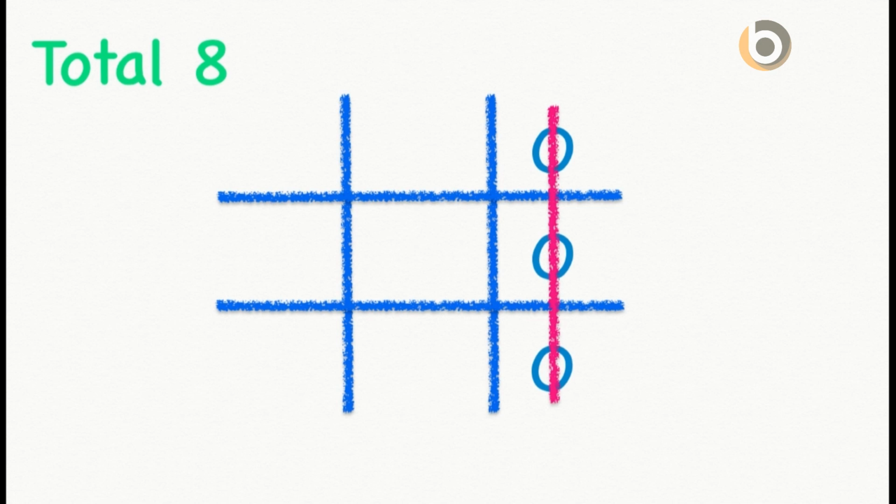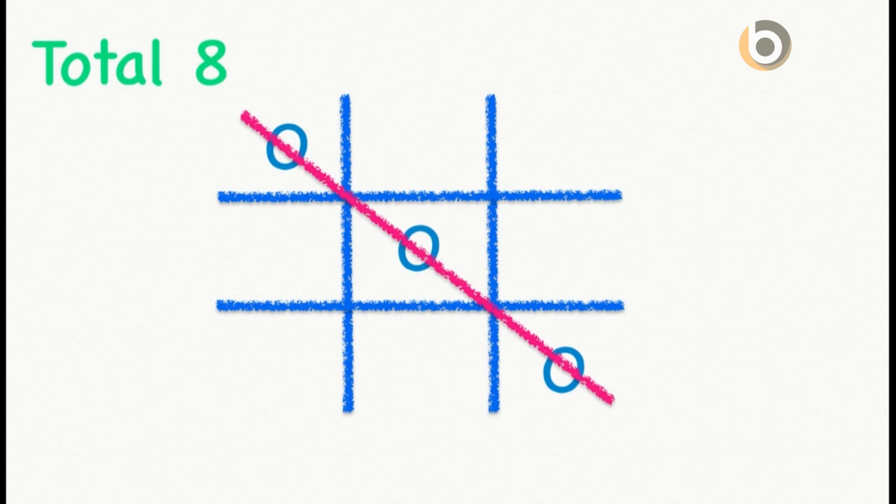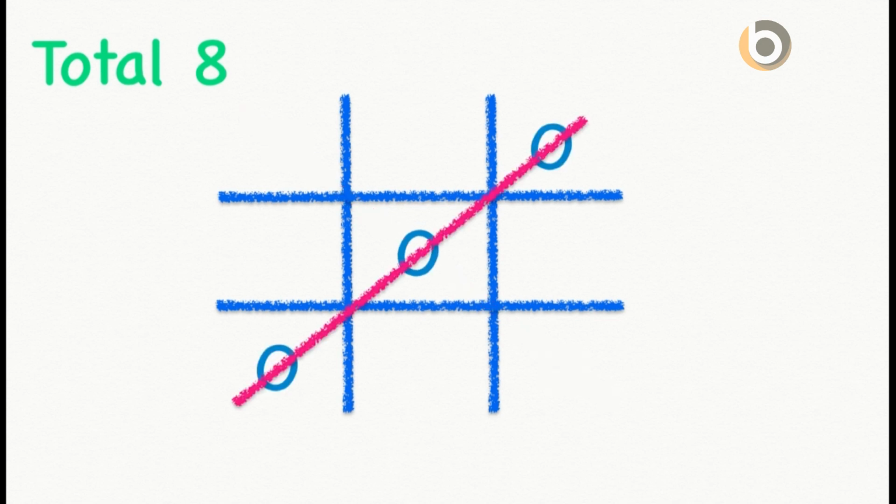Now the remaining 2 are the diagonals. If a player gets this diagonal, he is a winner, and if he gets this diagonal, he is also a winner. So including these 2 diagonals, we have a total of 8 combinations for a winner. And this is true for both the players, the player X and the player O. Now let's see how we can implement this in code.